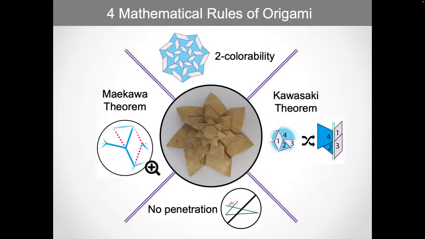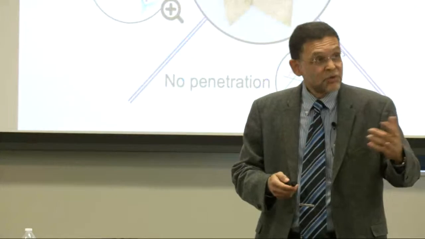Now, origami has four rules. If I want the origami to be flat foldable, like this piece that you see at the center by Robert Lang, then there are four mathematical rules that I need to satisfy. I need to be able to color it with two colors only. This should be an Eulerian graph, a bipartite graph. Have to satisfy Maekawa theorem, Kawasaki theorem, and the folds should not interpenetrate. I am going to elaborate on this in the next slide.